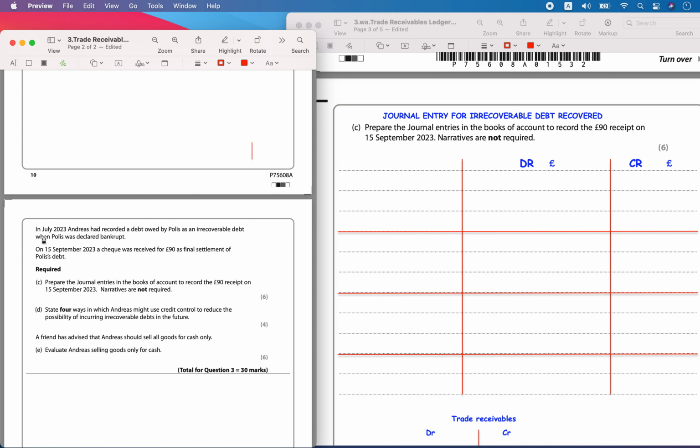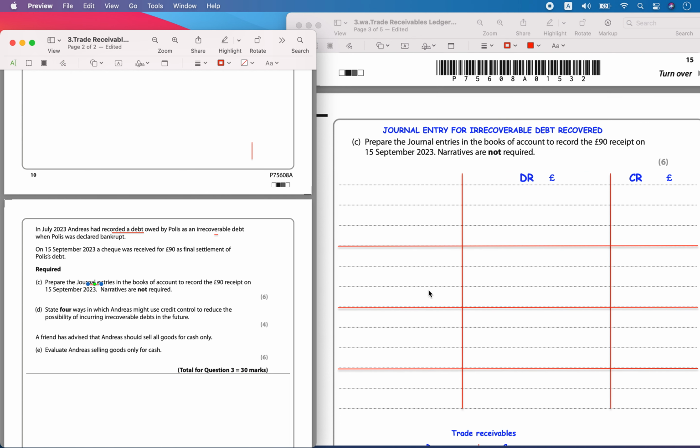Narratives are not required. So here it says in July 2023 Andreas had recorded a debt owed by Polis as an irrecoverable debt. So when Polis was declared bankrupt, on 15 September 2023, a cheque was received for £90 in final settlement of Polis's debt. So here we can see that this is an irrecoverable debt recovered account. So let's prepare the journal entries in the books for the same.